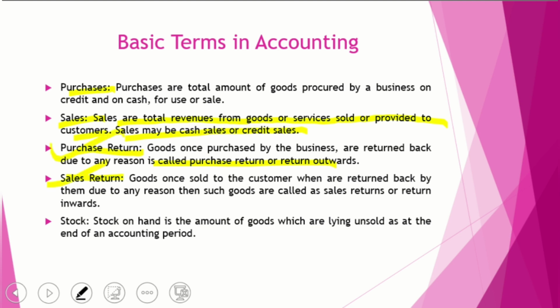Stock on hand is the amount of goods which are lying unsold at the end of the accounting period. So stock is nothing but whatever items, whatever products a business is holding which are unsold for a particular accounting period is known as stock.